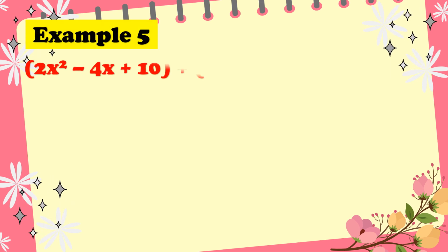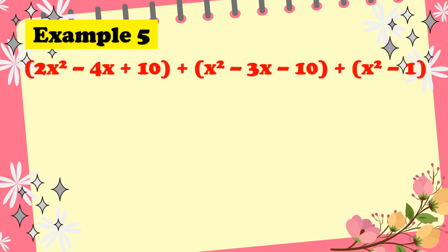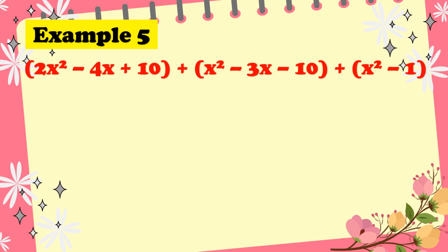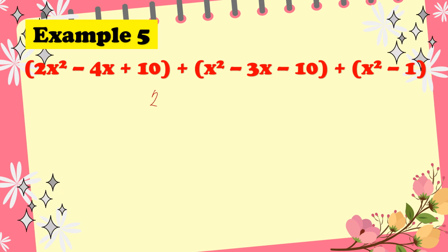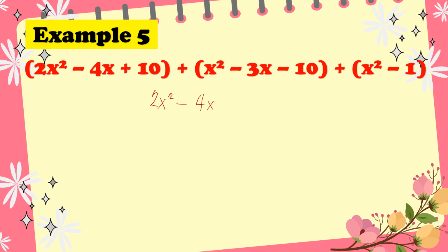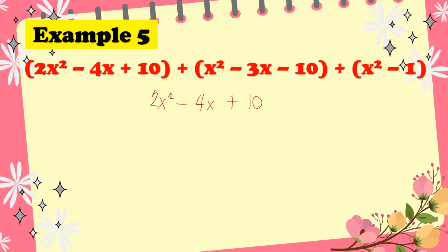Example number 5, what we have here is the quantity 2x squared minus 4x plus 10 to be added to the quantity x squared minus 3x minus 10 plus the quantity x squared minus 1. So, tatlong polynomials ang nandito. So, gamitin na natin yung pinaka-practical is yung vertical addition. So, kopyahin natin yung una, 2x squared minus 4x plus 10. Tatapat-tapat lang natin yung mga terms na similar.